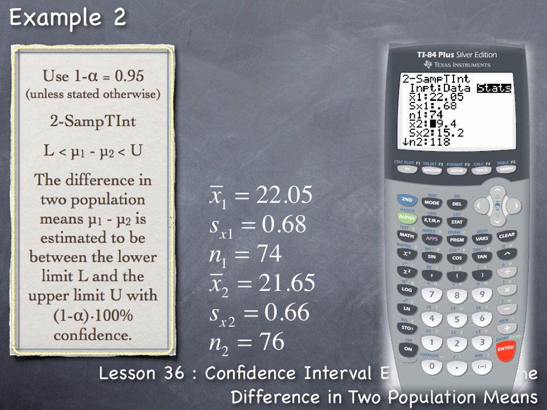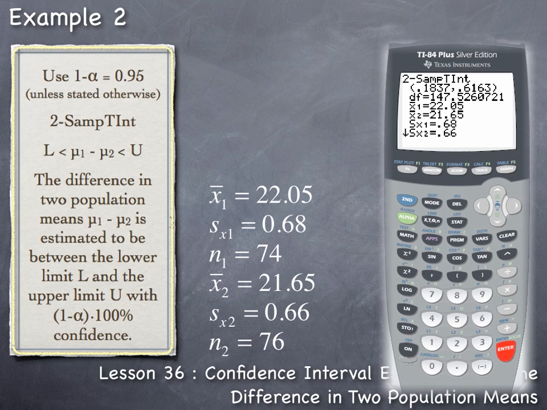And then we enter in x bar 2 of 21.65. And then we enter the Sx2 of 0.66. And then we enter the n2 of 76. We'll be using the customary 95% confidence, so our confidence level is 0.95. Pooled is No because we're not doing the pooled approach. And then we press Enter at Calculate to calculate the confidence interval.